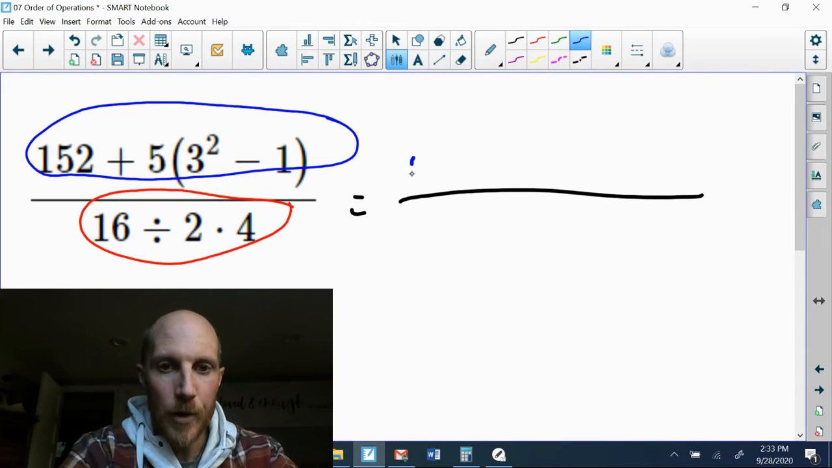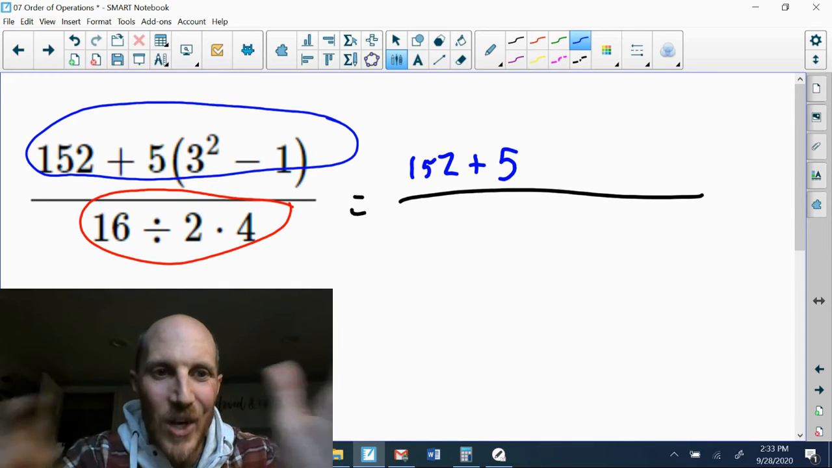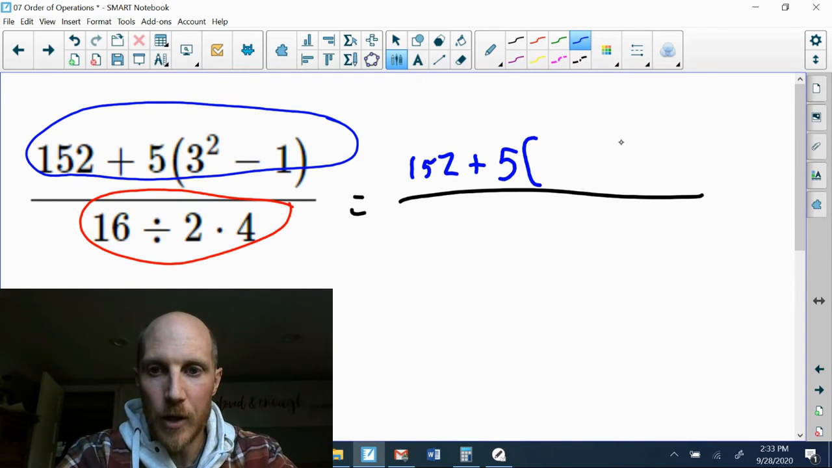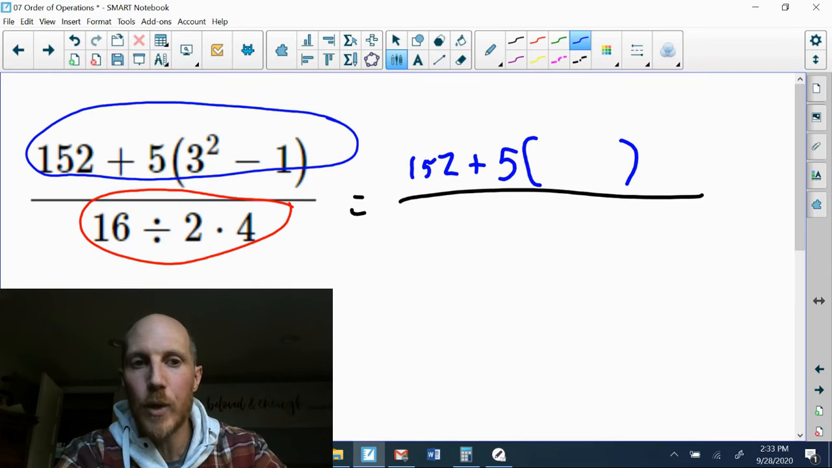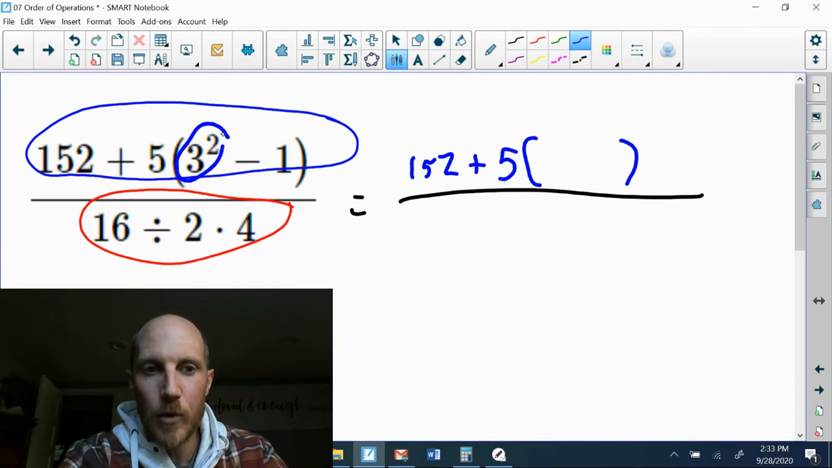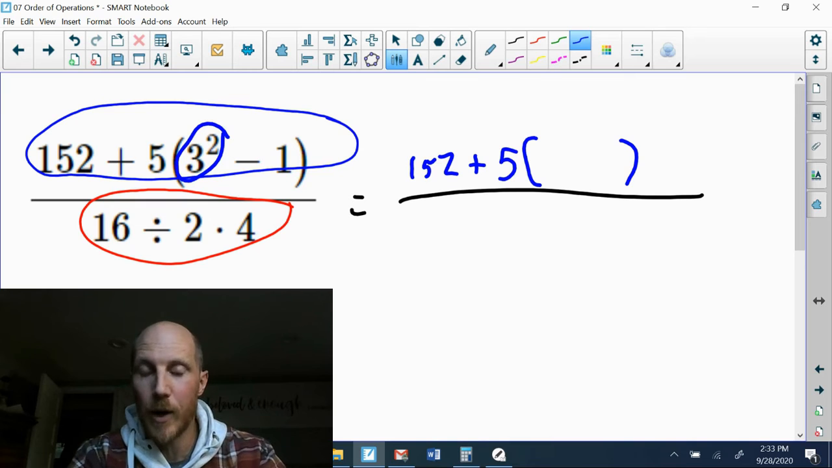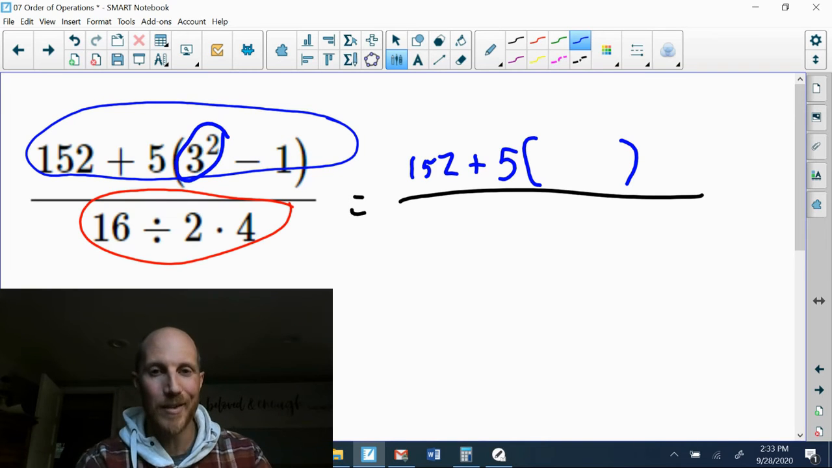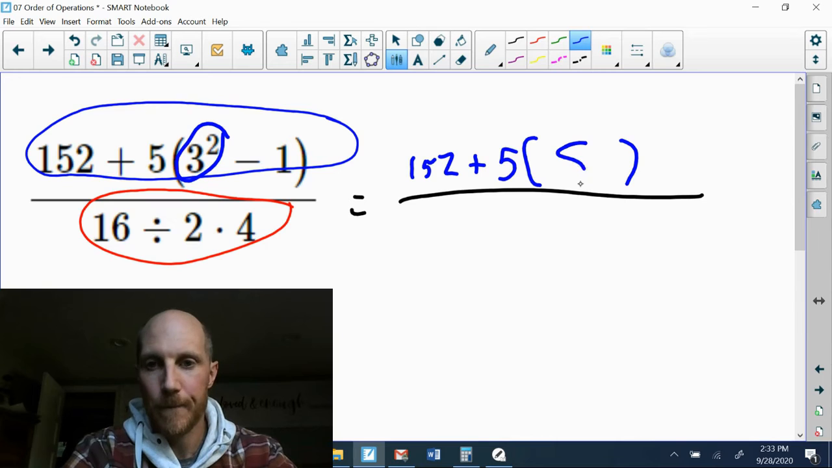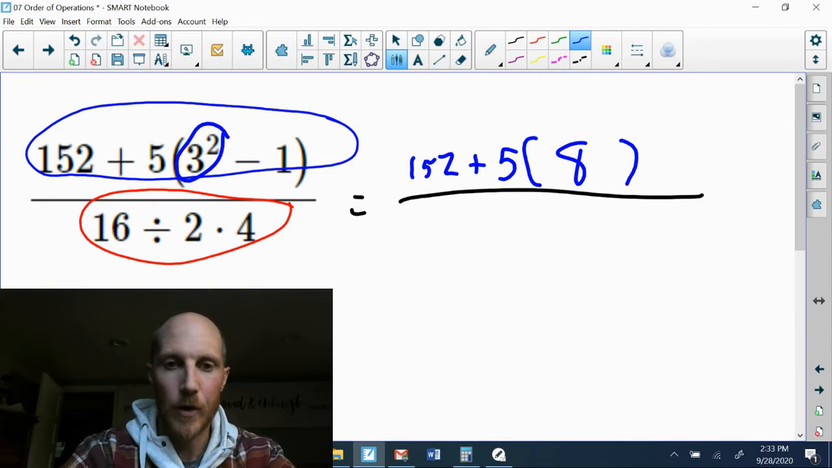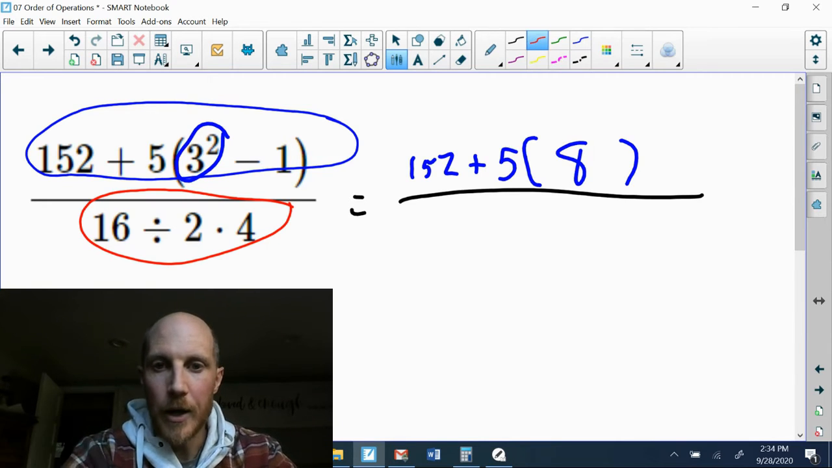Okay, so the top part, 152 plus 5 times, and then I'm gonna do this stuff inside the parentheses. So I got 3 to the power of 2 minus 1. So I have to do the exponent first. 3 to the power of 2, that means 3 multiplied by itself. 3 times 3 is 9. Subtract 1, that's 8, right? And then I need to finish up the stuff that I have on the top, but let me write down the stuff that goes on the bottom.